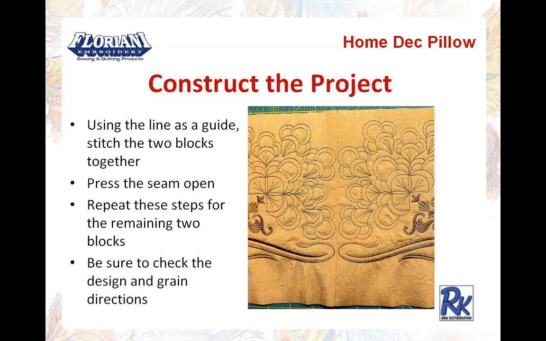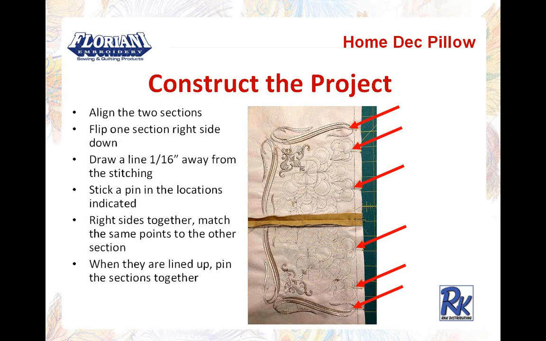Again, you want to make sure that you check the design direction and the grain direction, and when you're done, you should have 2 sections that look identical. We're going to now align those 2 sections just like we did before. We're going to flip one section right side down, draw another line 1/16 of an inch away from the stitching just like we did. We're going to stick some more pins in just like we did before, except now we're going to do 6 points instead of 3.